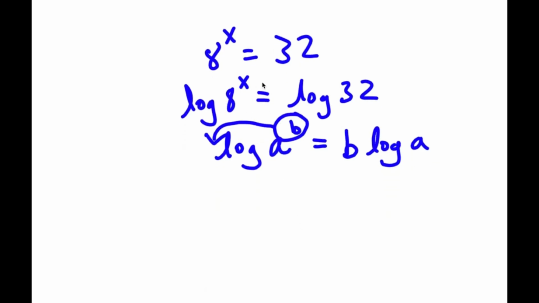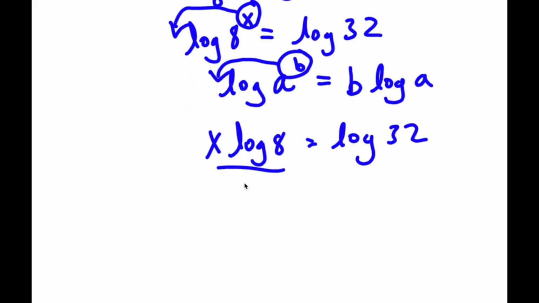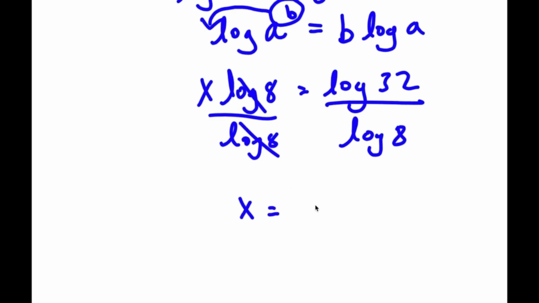So log a to the power of x here, I can move my exponent x to the front, so this is going to equal x times log 8. Now this is equal to log 32. Now I can divide log 8 on both sides. These two will cancel out, so I'm left with x is equal to log 32 over log 8.